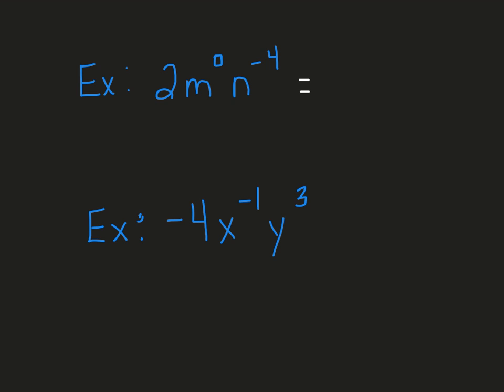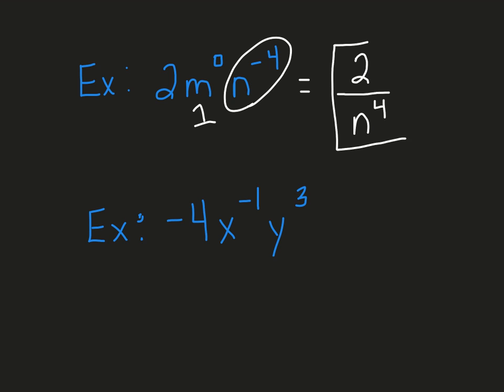So 2 is going to stay in the numerator. M to the 0 power, well, we know that's 1, right? So I don't need to write it in. We just know it's there. But this n to the negative 4th, it's n to the positive 4th. Cross the line, change the sign. 2 times 1 is just 2. And then this has to go down there.